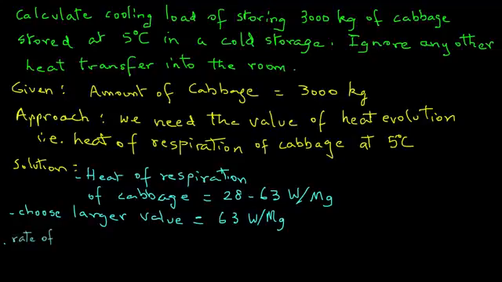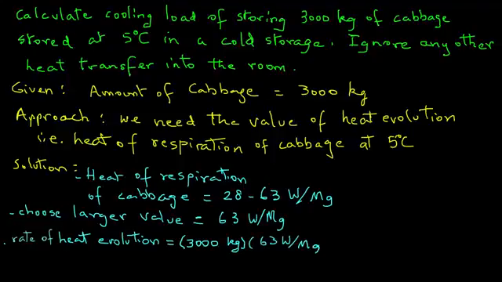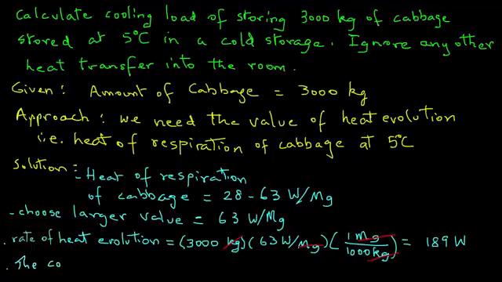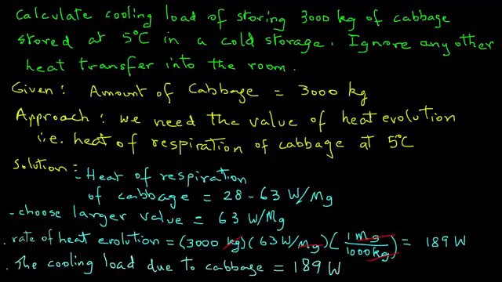Next, we can go ahead and calculate that the rate of heat evolution, or the heat of respiration, equals 3000 kilograms times 63 watts per megagram. And of course, we can convert megagram to kilograms because 1 megagram has 1000 kilograms. So the units will cancel out, and we will be left with 189 watts. So the cooling load then for storing 3000 kilograms of cabbage in this room at 5 degrees C is equal to 189 watts.